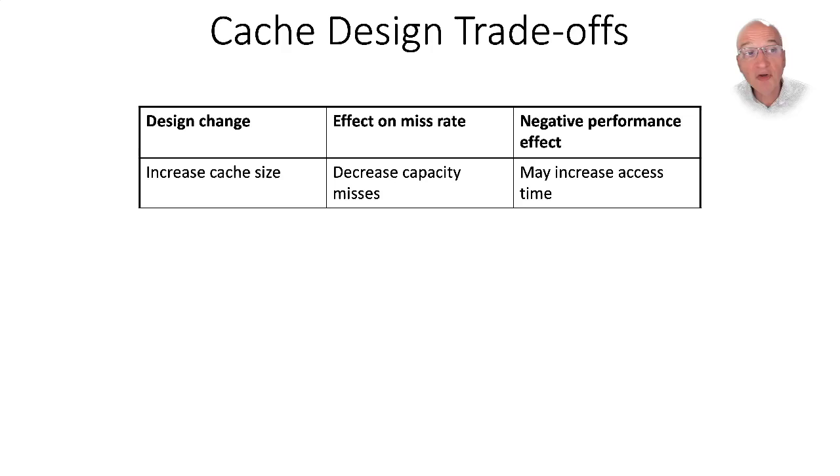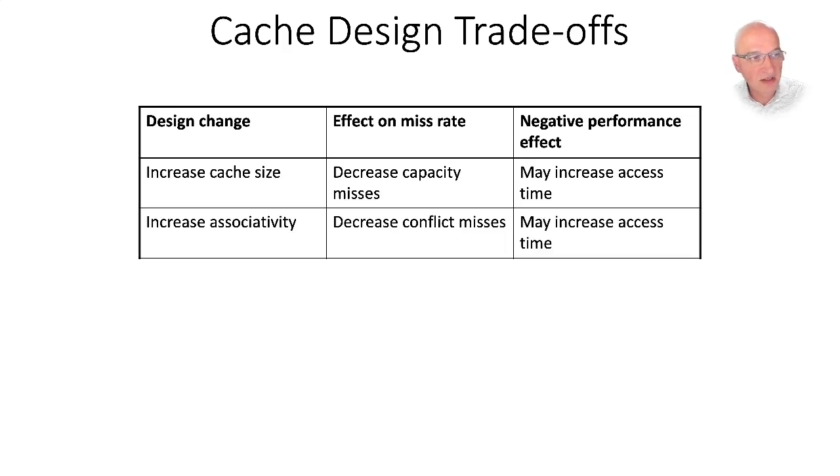There are several trade-offs in the design of a cache. One change that I could make to a cache is to increase the cache size. If I increase the cache size, I'm going to decrease the capacity misses because I have many more entries in the cache. The negative effect is that I may increase the access time because now I have many more bits in the decoder of the index, for example, or many more sets to access.